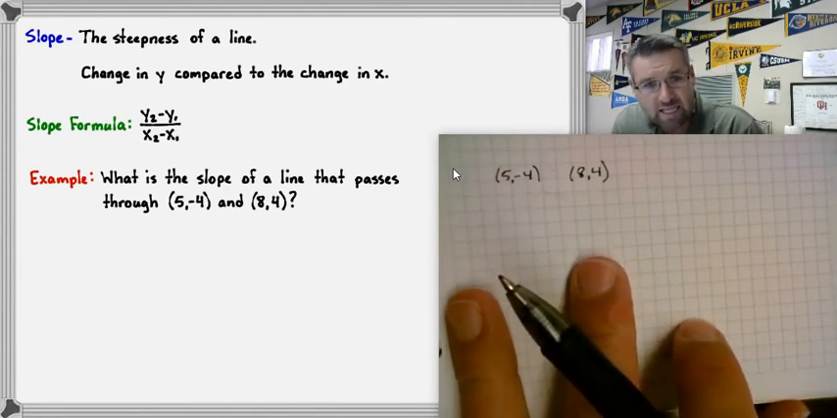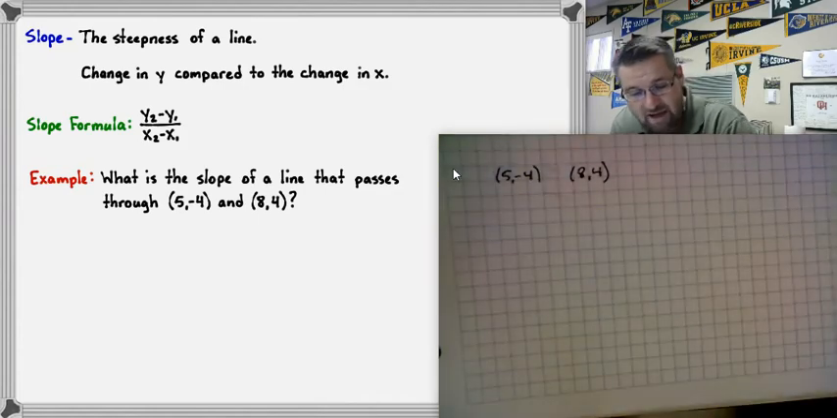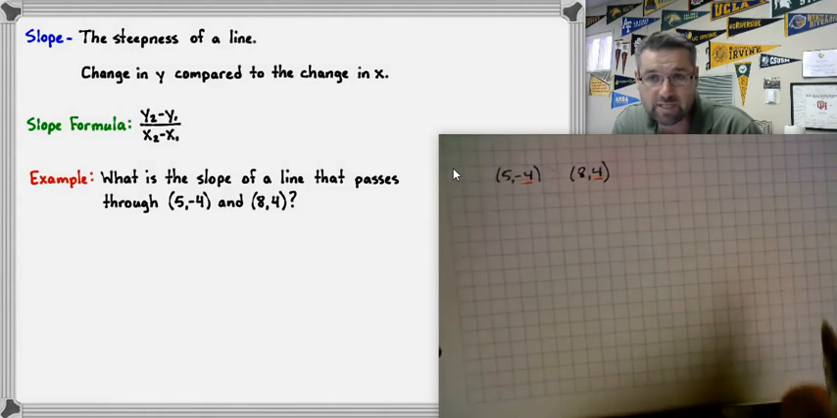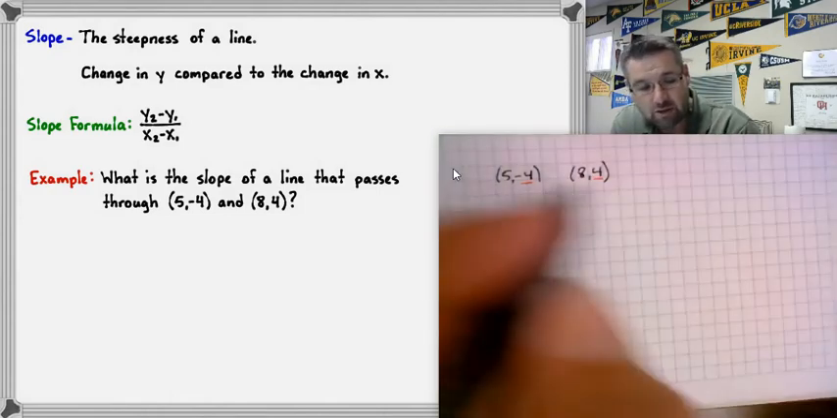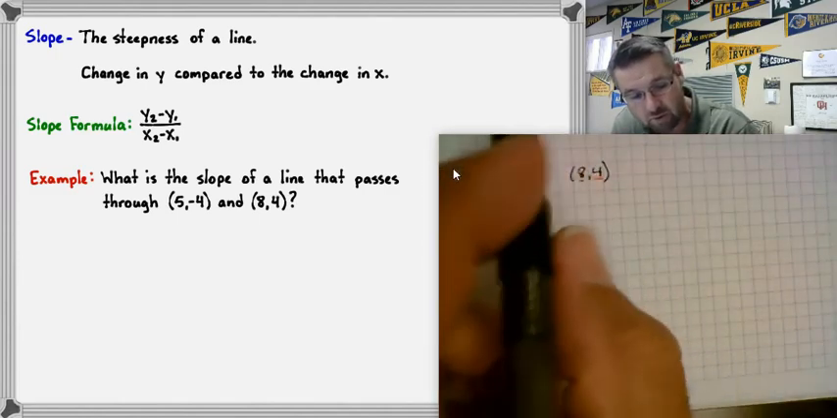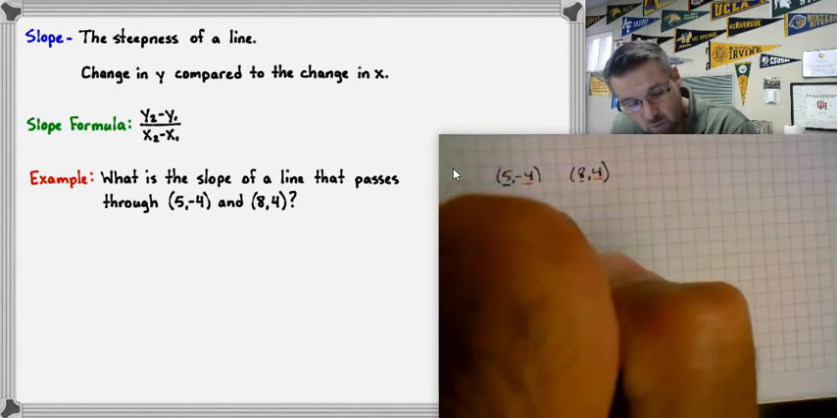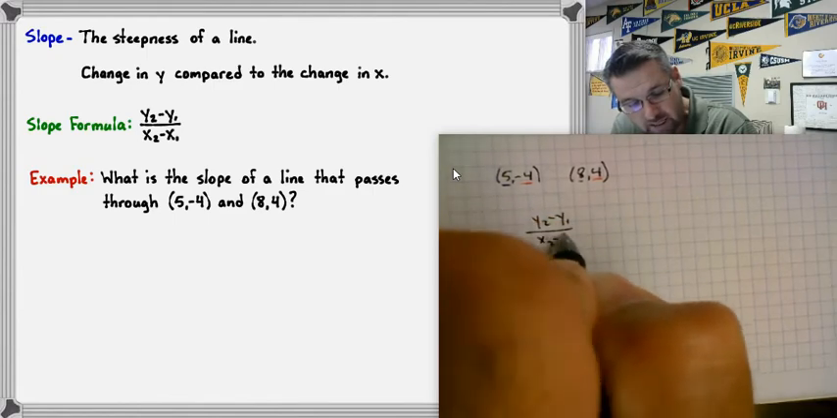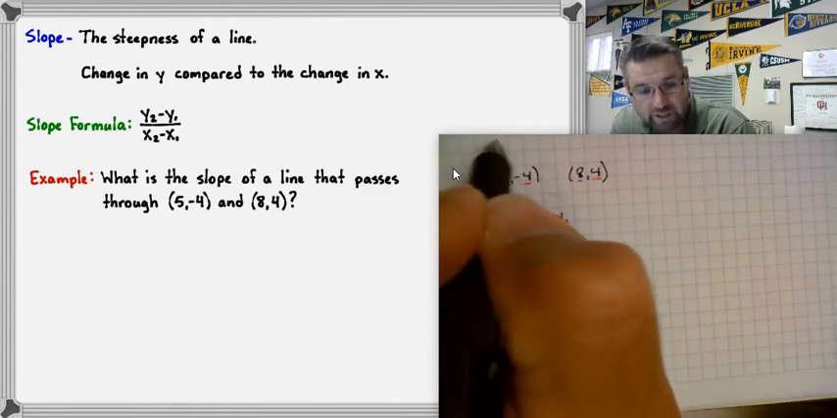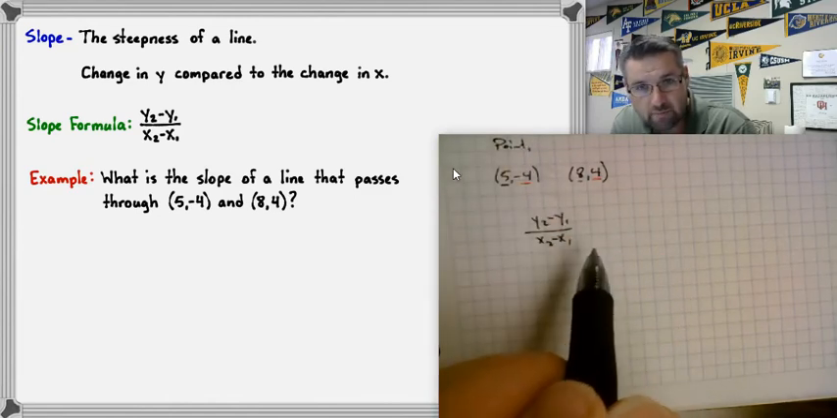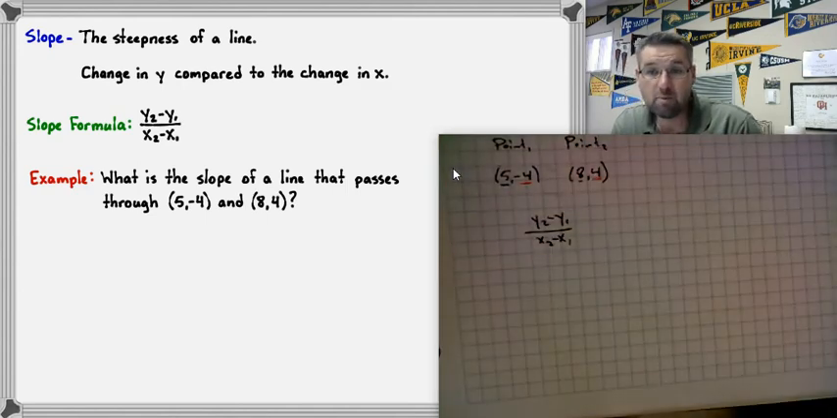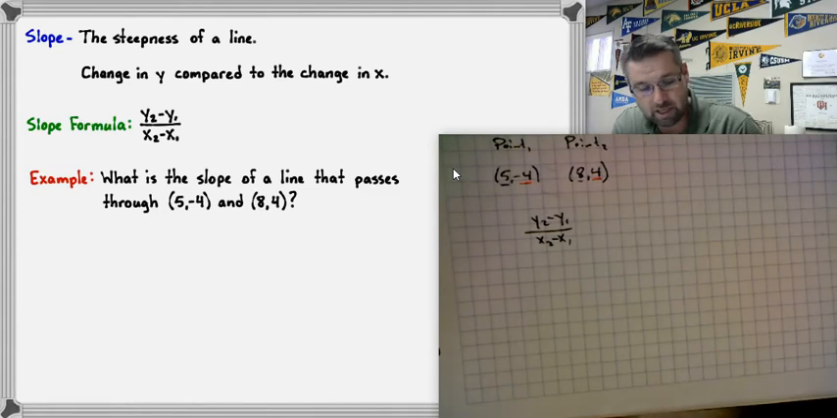Well, let's identify our y values. Our y values are negative 4 and 4, because remember, a coordinate is always x and y. Our x values are 5 and 8. So all we have to do is plug that into the formula, y2 minus y1 over x2 minus x1. Now I like calling this point 1 and this point 2. You can label another way if you want, but that helps me plug in correctly.